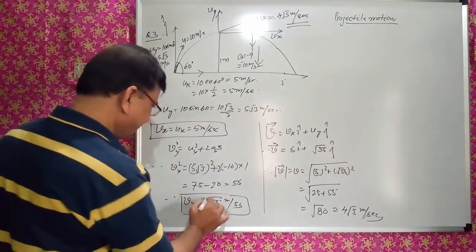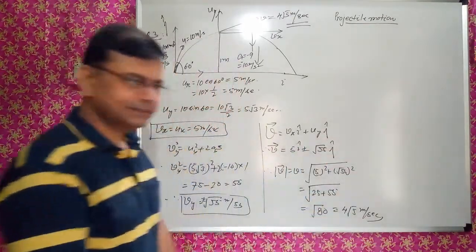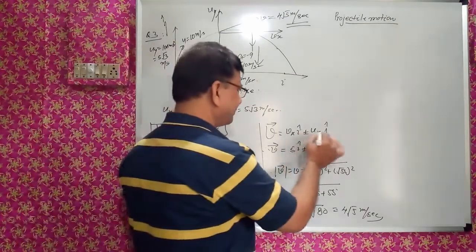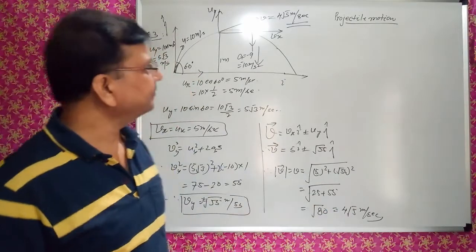Here it will be plus minus. We can find plus minus over here, right? Here also we will write plus minus. But the magnitude is always positive, that is 4 root 5. That is the answer.